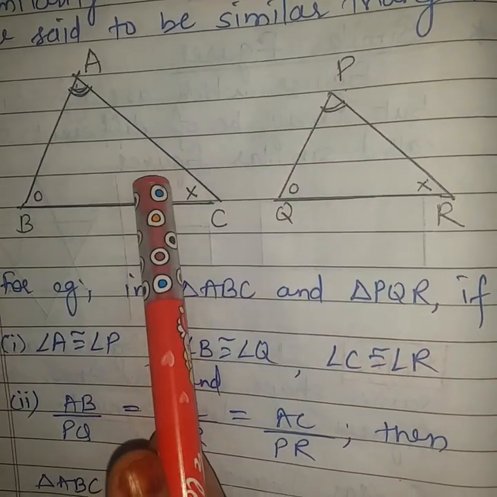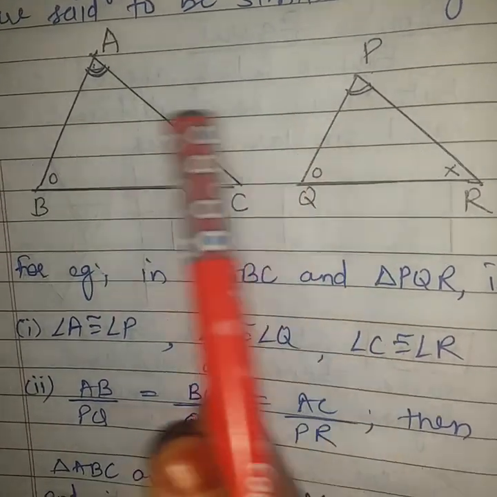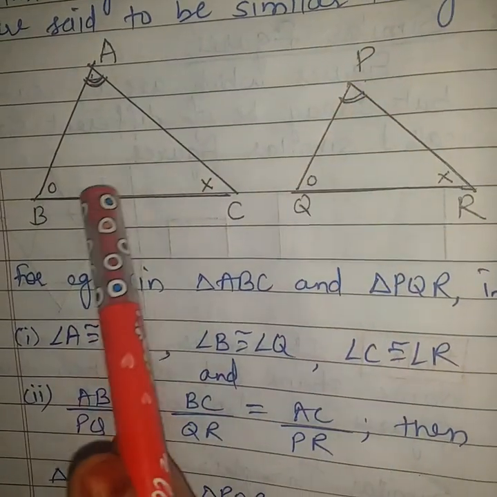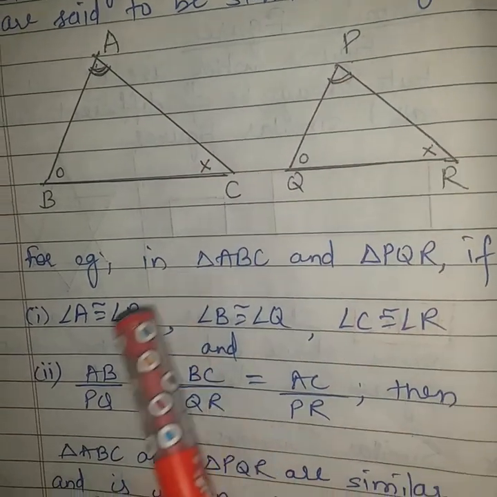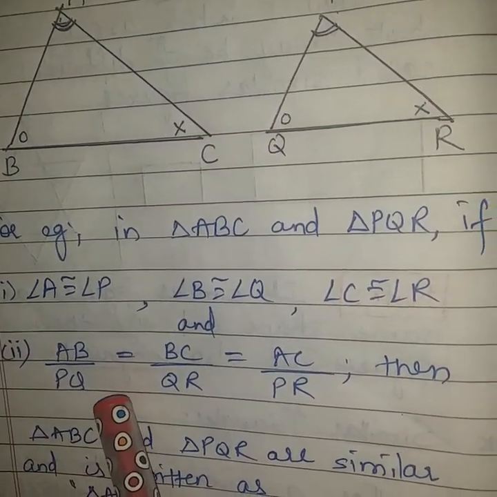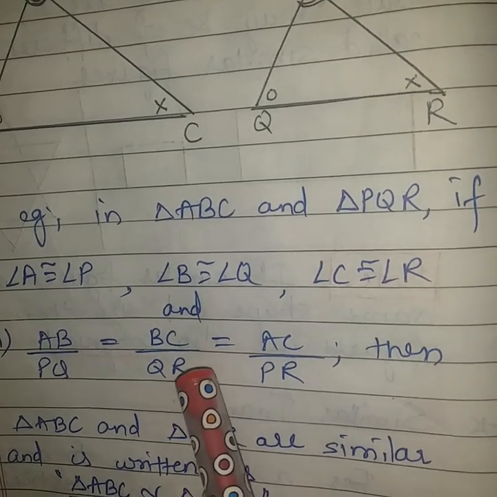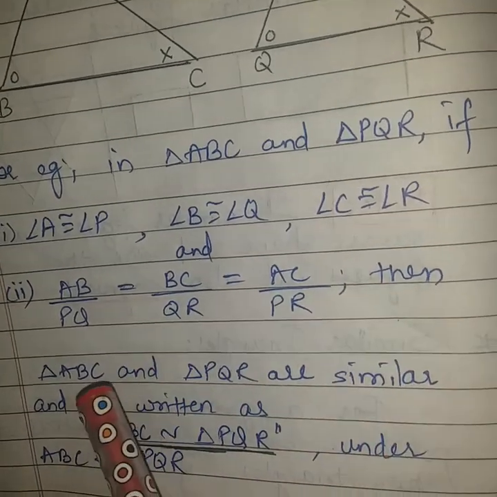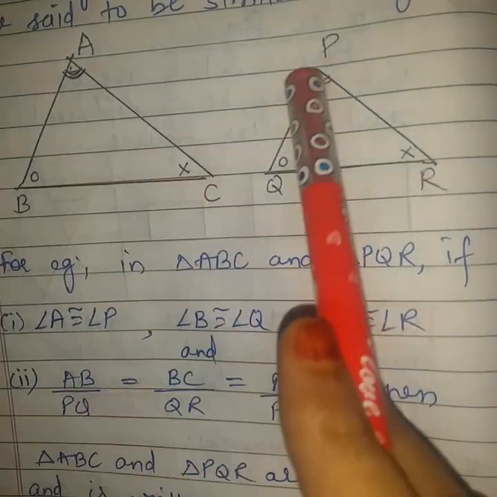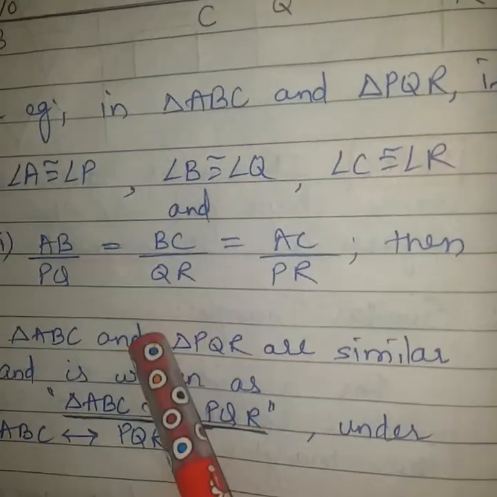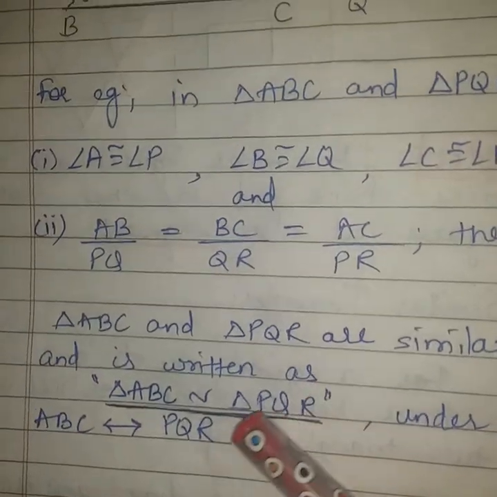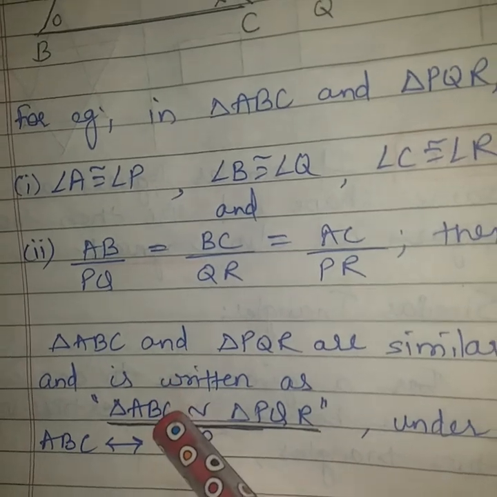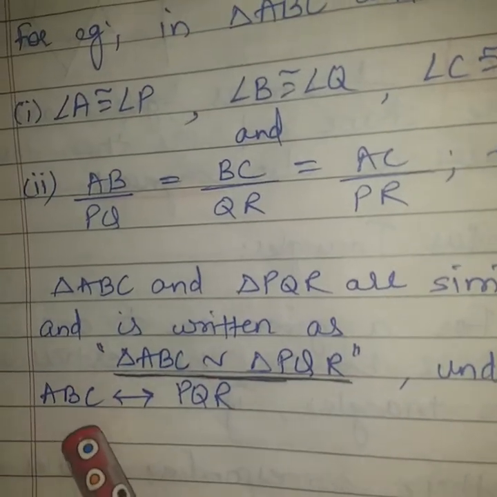And the second point with respect to sides, let us check. If AB upon PQ is equal to BC upon QR is equal to AC by PR, then triangle ABC and triangle PQR are similar and it's written as triangle ABC is similar to triangle PQR. This is the symbol of similarity and of course under the correspondence ABC corresponds to PQR.